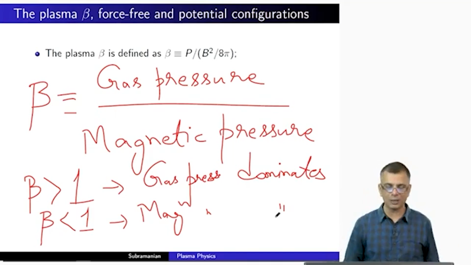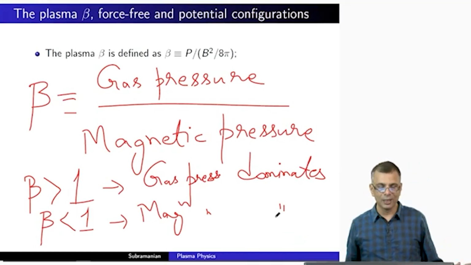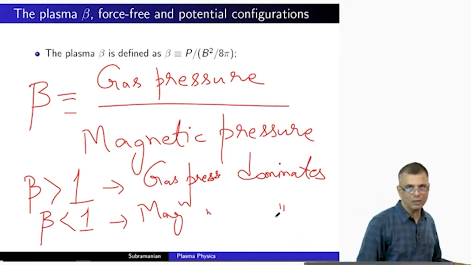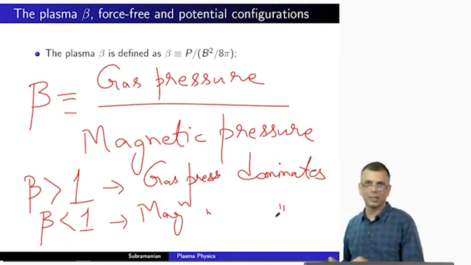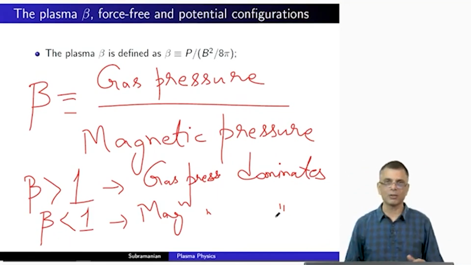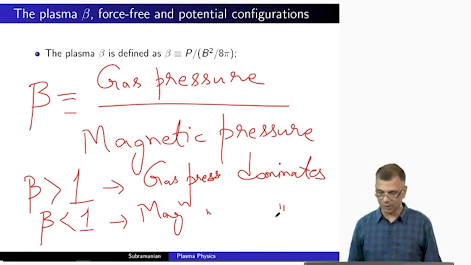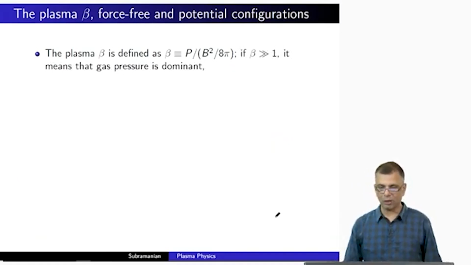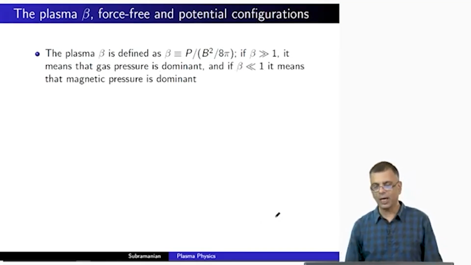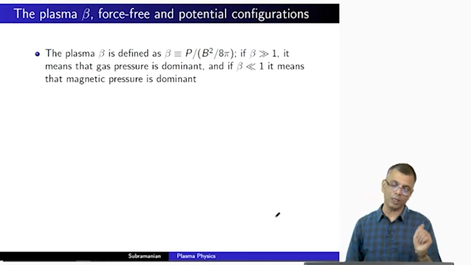There are simplifications on either side. If beta is much larger than 1 or beta is much less than 1, things are simplified. It is only in between that you have to retain all terms, the gas pressure term as well as the magnetic pressure term, right. So, if beta is much larger than 1, that means the gas pressure is dominant, and if beta is much less than 1, it means that the magnetic pressure is dominant.